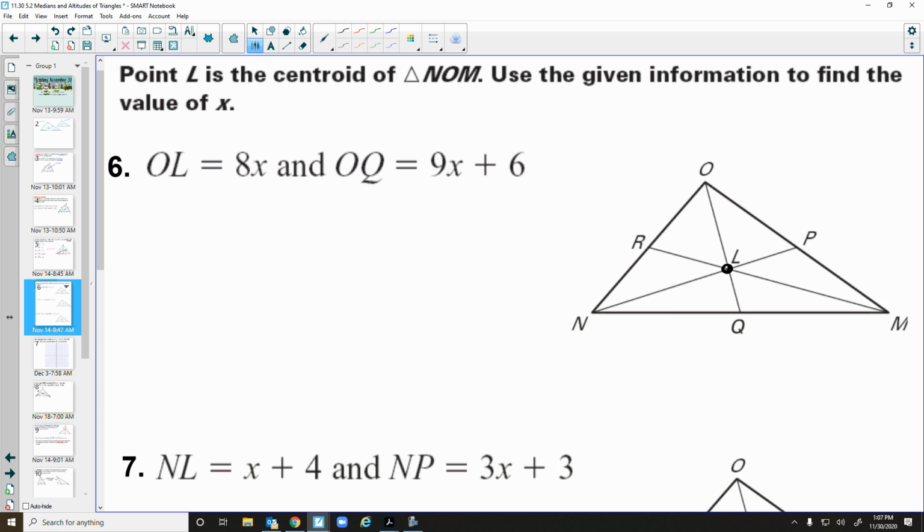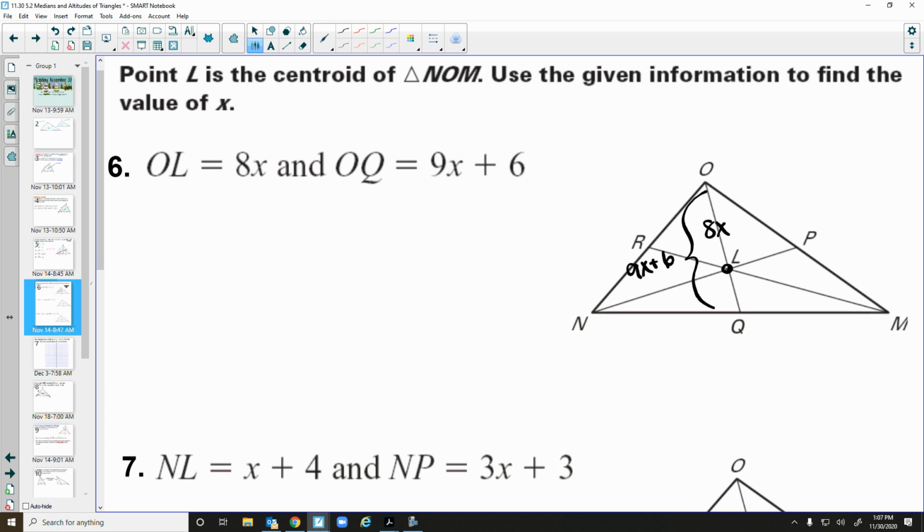Medians and centroid have the 2/3 relationship. So it's always the vertex to the centroid that is 2/3. So if we know OL is 8x, so this is 8x. OQ, which is the whole thing, is 9x plus 6. Any ideas? Did you multiply 9x? Oh, wait. 8x plus 8x equals 9. Wait. Oh, the whole thing.